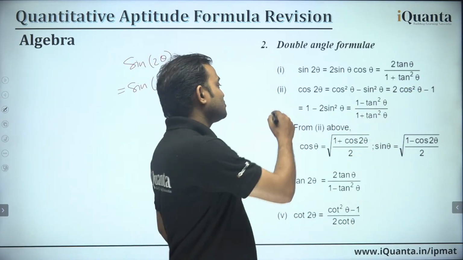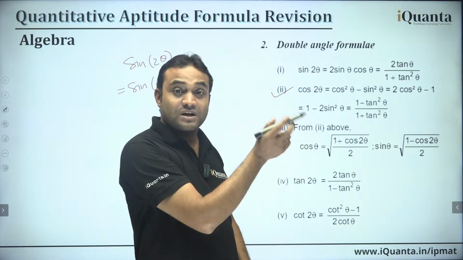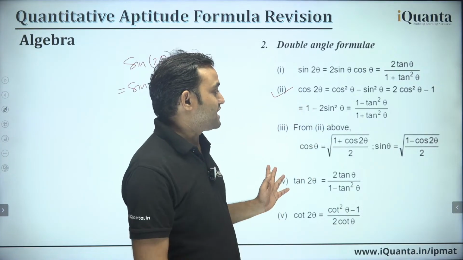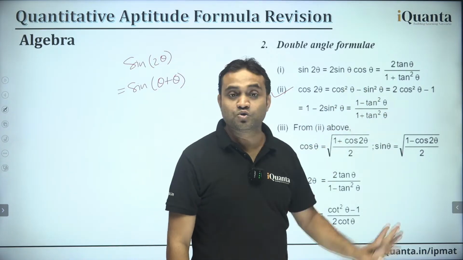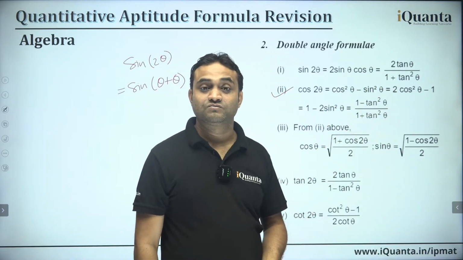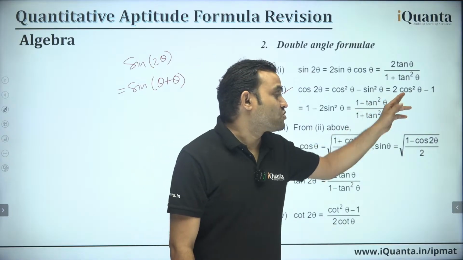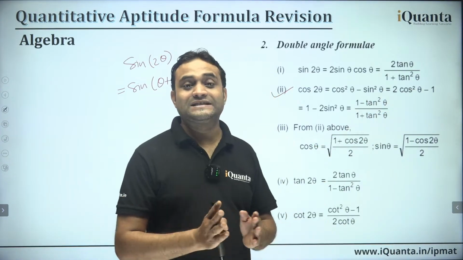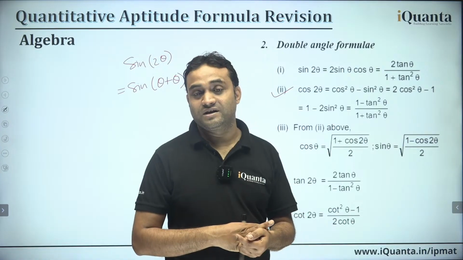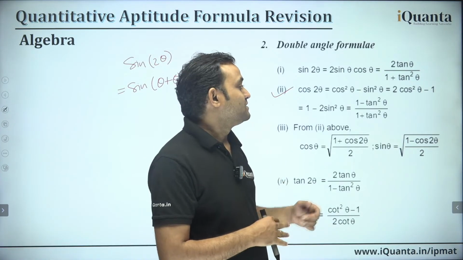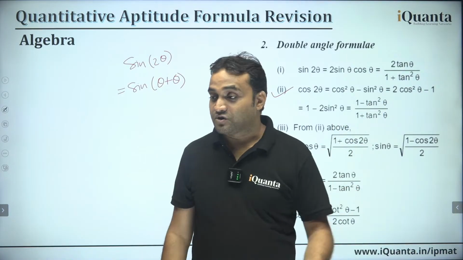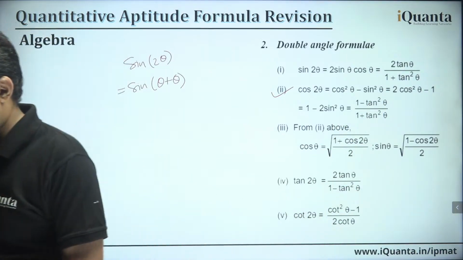What is cos 2 theta? Again, using the compound formula from the previous slide, it's cos square theta minus sin square theta, which is 2 cos square theta minus 1. Or instead of cos square theta, you can replace it by 1 minus sin square theta. Then you get another result in terms of sin square theta.